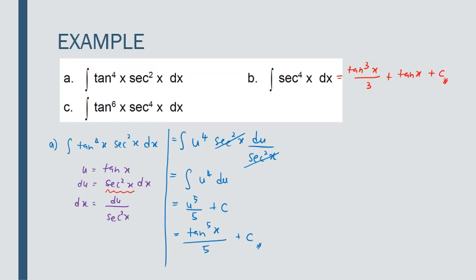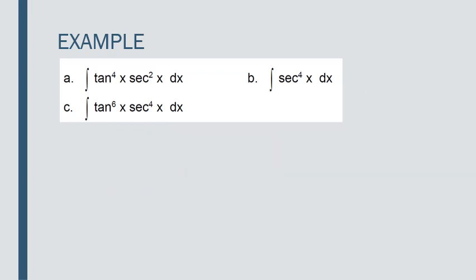C, okay, I'm doing C for you. Integrate tangent power of 6 x secant power of 4 x dx. The first step is split. Do you see that the secant is power of 4? So we split into secant power of 2 and secant power of 2. Okay, so integrate tangent power of 6 x secant power of 4 x dx. Split first: integrate tangent power of 6 x secant square x secant square x dx.